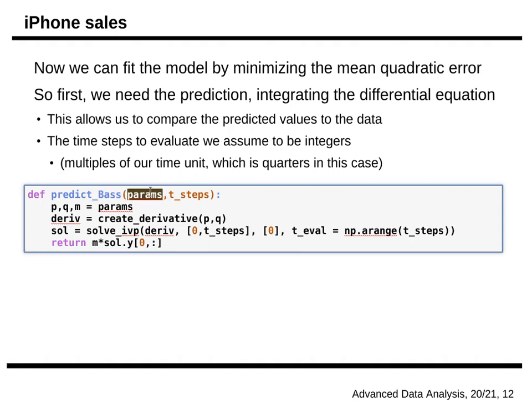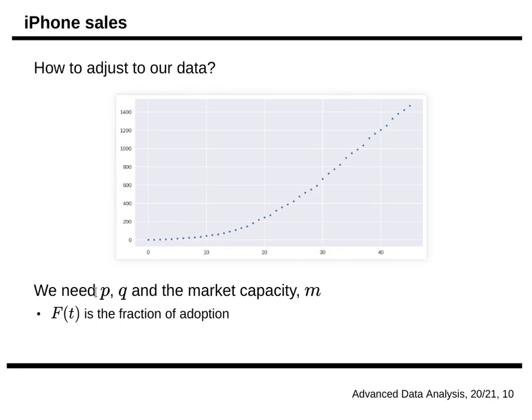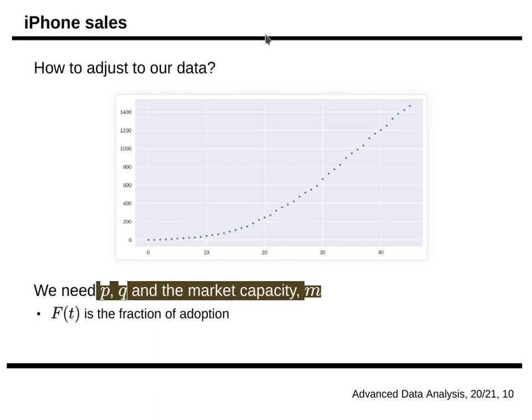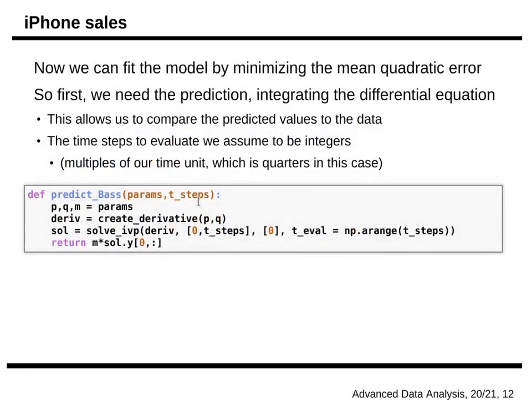We receive a vector of parameters, which are these three that we want to use: P, Q, and M. So we receive a tuple with the three parameters that we can unpack here so we don't make mistakes. And we also receive the time steps where we want our predictions. So this is the number of time steps. We'll assume that we want to predict for every time step.